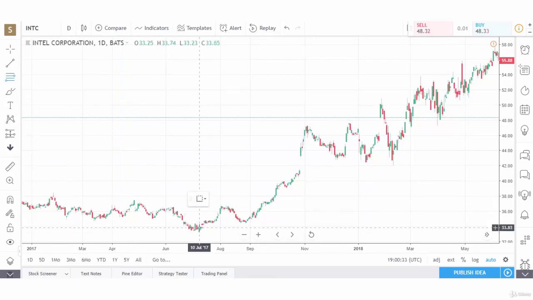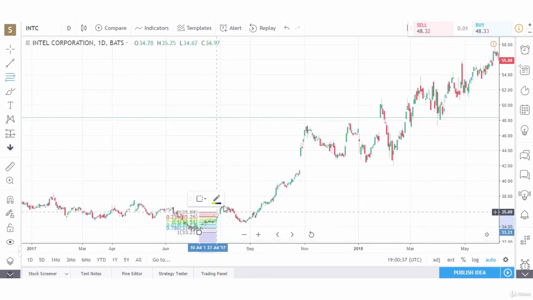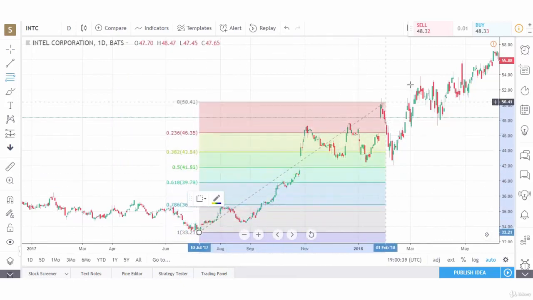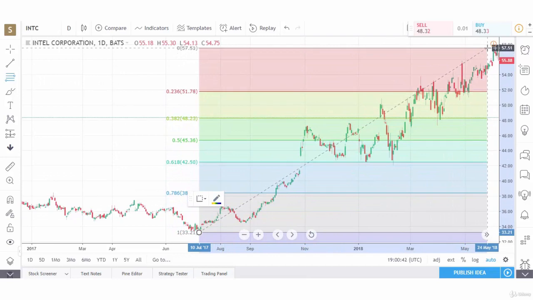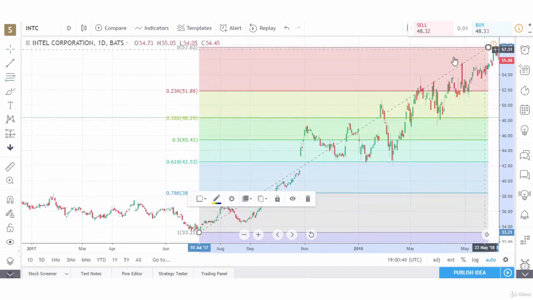Move this out of the way. We're going to place our cursor right at the low and drag up to the high and click there. Now we have our Fibonacci lines. As you can see, the key numbers we talked about, 38.2, 50, and 61.8. As you can see, 61.8% was support in this bullish move on several retracements.